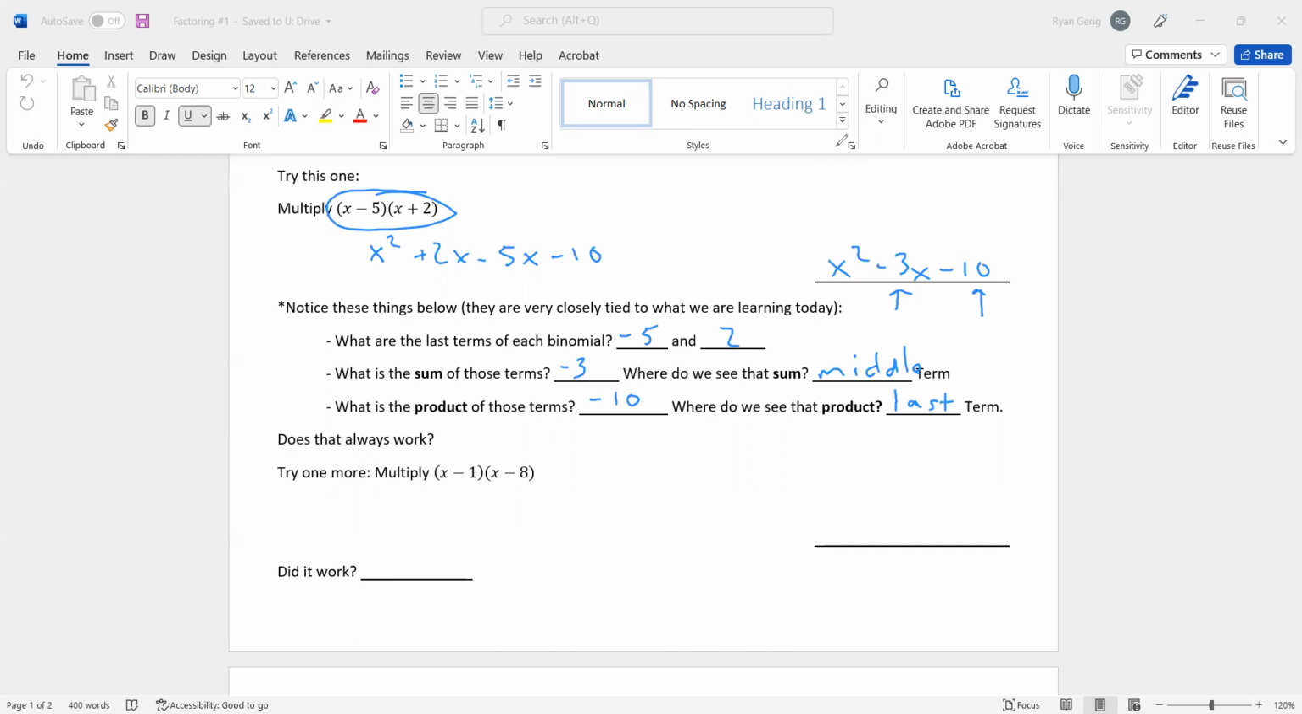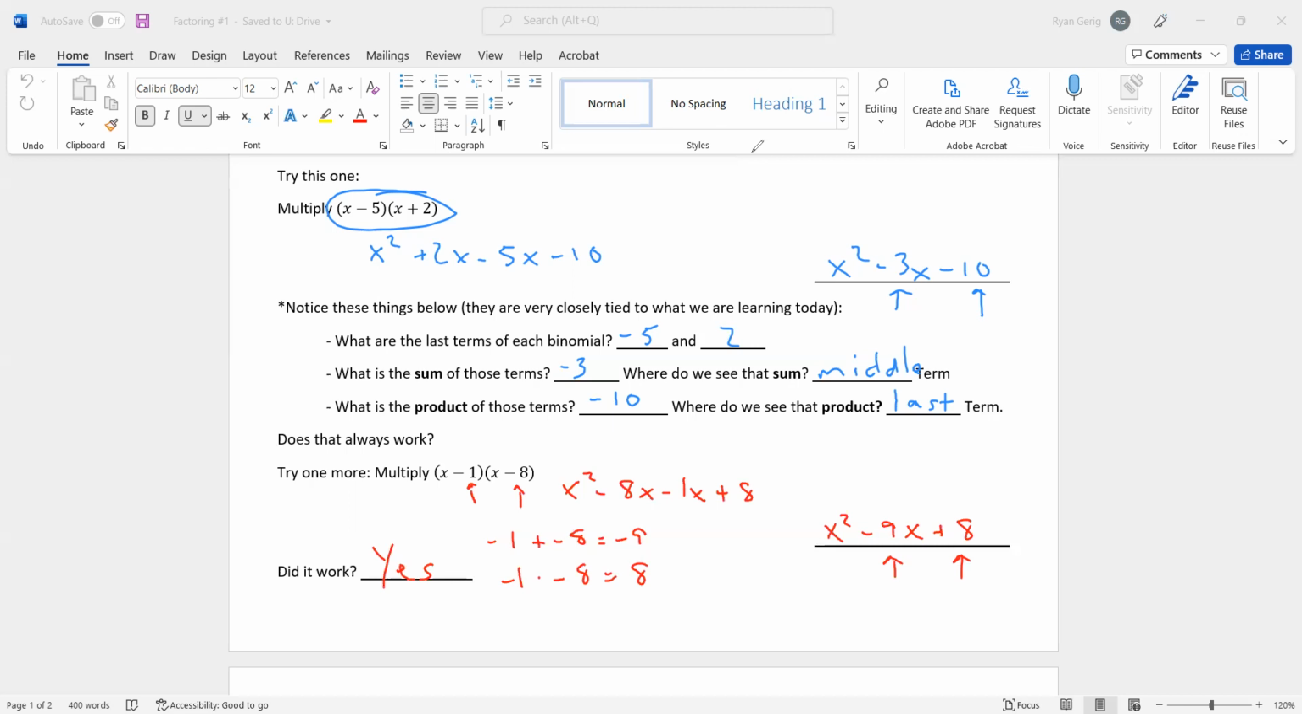Does that always work, or is that just coincidence? You know the answer to that, but let's try it just to show one more time. x times x, x squared, x times negative 8, negative 8x, negative 1 times x, negative 1x, negative 1 times negative 8 is positive 8. So I combine, I get x squared, negative 8, negative 1 makes negative 9x, positive 8 is what's left. Okay, the last terms is what we're looking at. So negative 1 plus negative 8 is negative 9, and it matches the middle term. Negative 1 times negative 8 is positive 8, and that matches the last term. Did it work? Sure did.